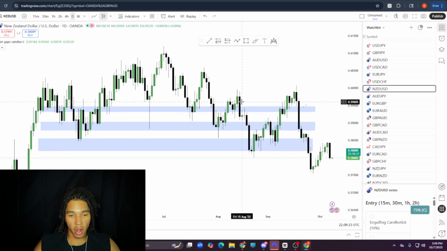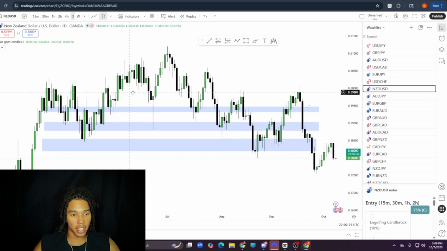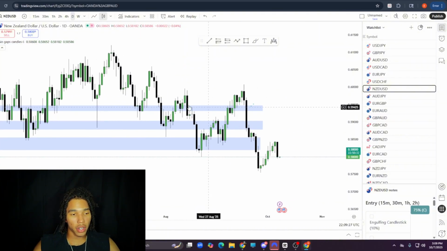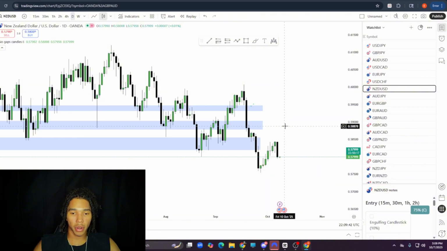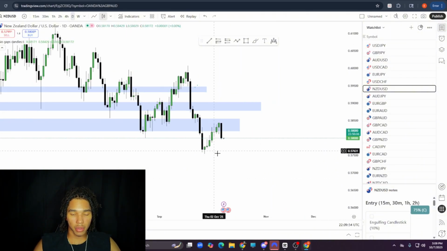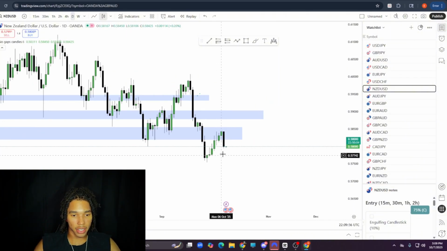The smaller the area and the more rejections you can get in it, the better. You don't want it to be more than 60 pips, or that's also what makes it invalid. This one's 37, this one's 24, and this one's 15. You don't want it to be more than 60 pips. This is actually live, so I can't really backtest it with you guys.